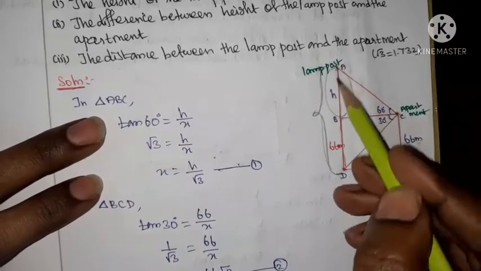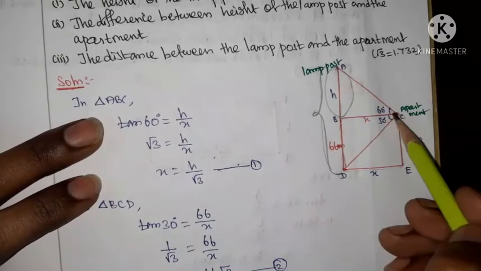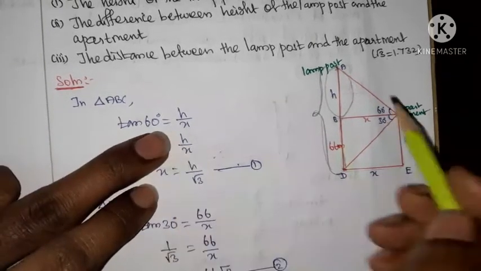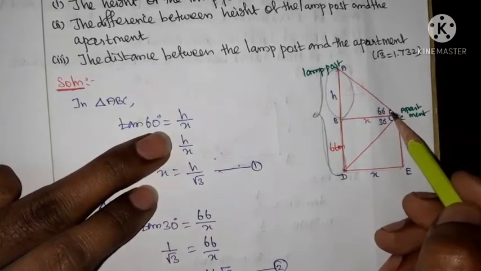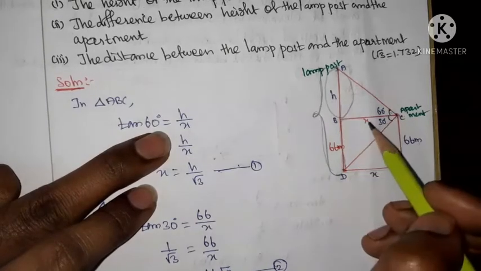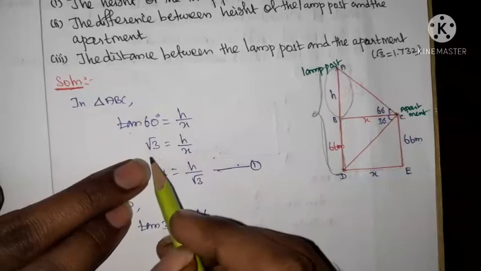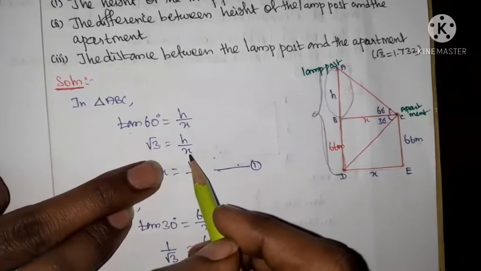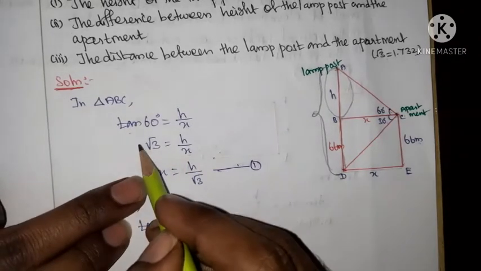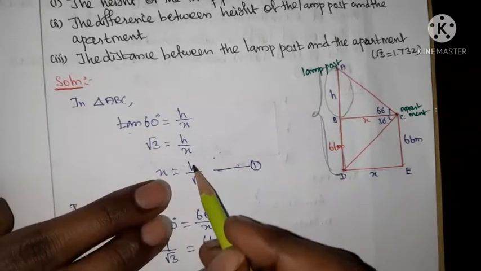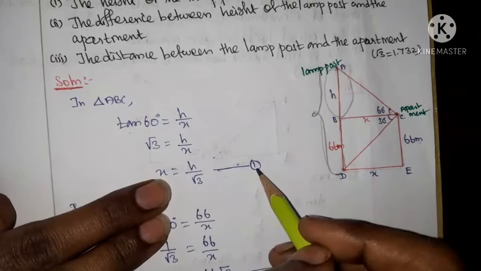In the triangle we have the angle 60 degrees. Tan 60 is opposite by adjacent. Opposite is h, adjacent is x. So tan 60 is root 3, equal to h by x. So x is on the left side, root 3 goes to the right side denominator, so x equals h by root 3. This is equation 1.